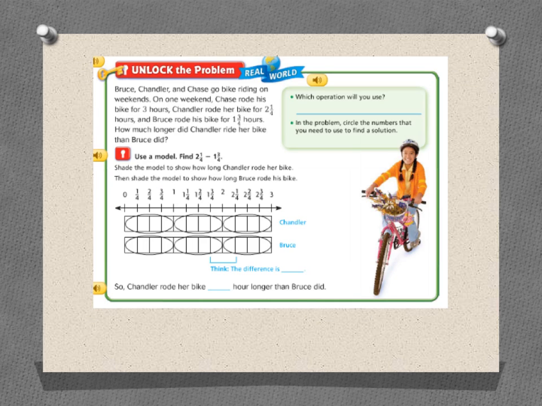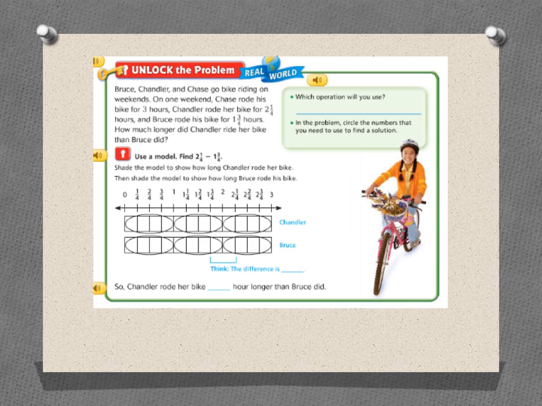Here's a word problem we can look at together. Bruce, Chandler, and Chase go bike riding on weekends. On one weekend, Chase rode his bike for 3 hours. Chandler rode her bike for 2 1/4 hours, and Bruce rode his bike for 1 3/4 hours. How much longer did Chandler ride her bike than Bruce? So I can see that I'm going to be looking at just Chandler and Bruce. So I really don't even need the information about Chase.